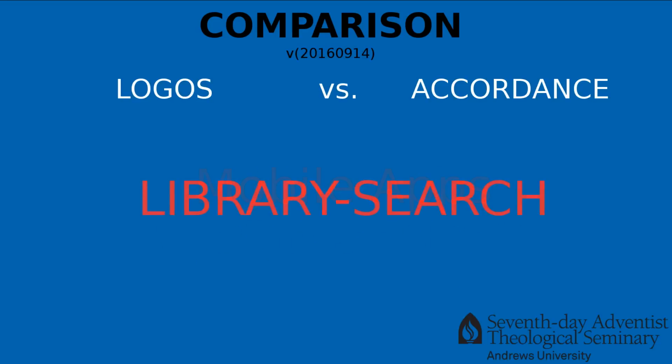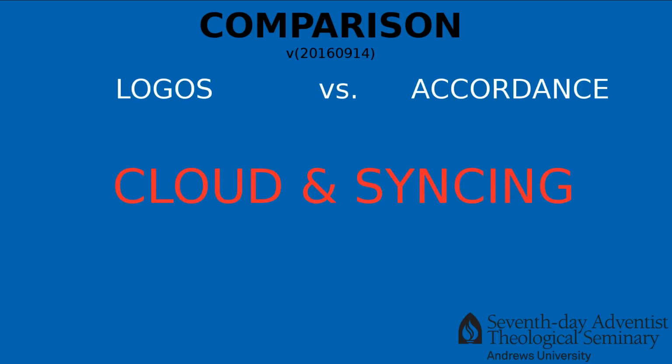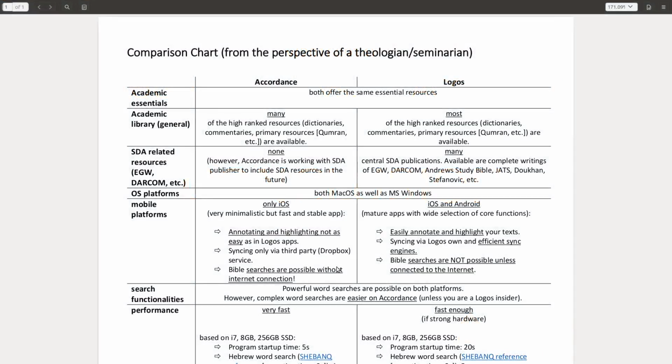Then we are going to have a look at what Accordance and Logos offer with regard to mobile apps, and we will finish with a discussion of how the two products compare with regard to their cloud and syncing services. And finally we're going to conclude with the help of a PDF document in which I list the results of all those comparisons that we have performed.